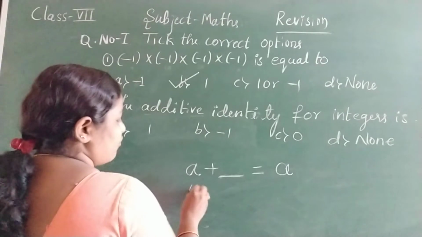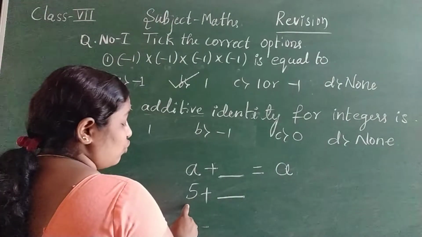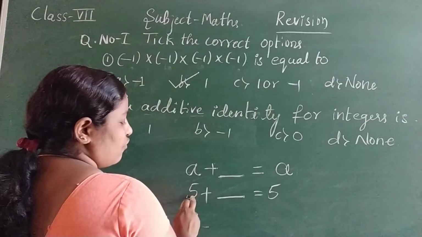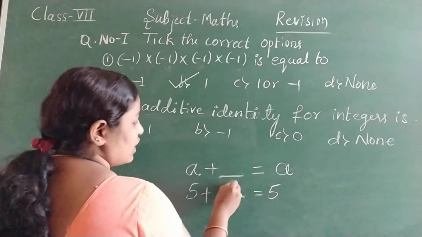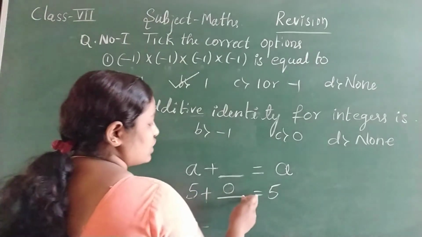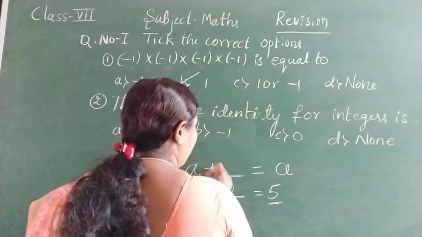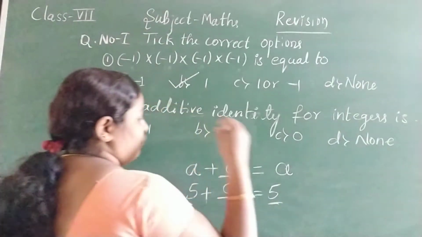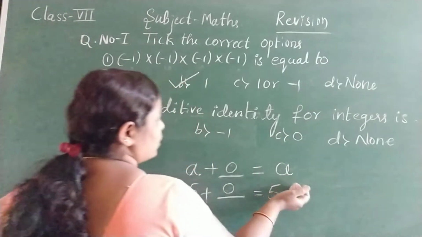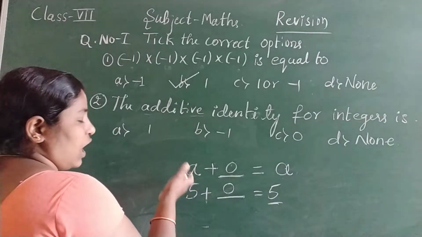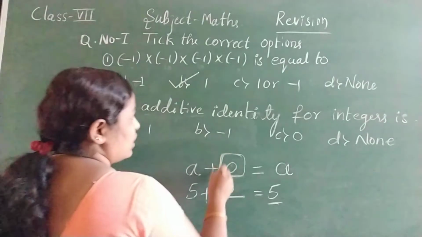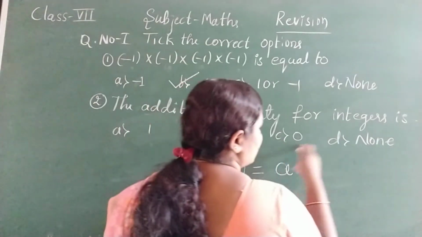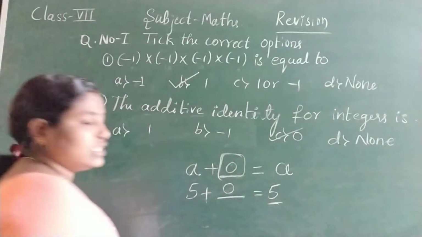I'll take A as 5. 5 plus something is equal to 5, you should get. So what will be the answer? 5 plus something is equal to 5 means this has to be 0. 5 plus 0 is equal to, again you will get 5. So A plus 0 is equal to, again you will get A. There will be no change in the answer for the given number or integer. So this is the additive identity for integers. So the answer is 0.